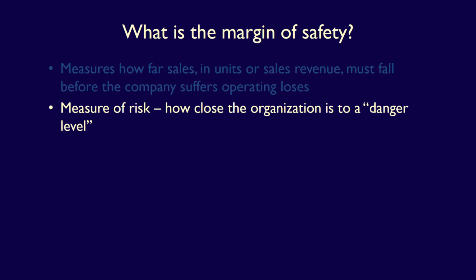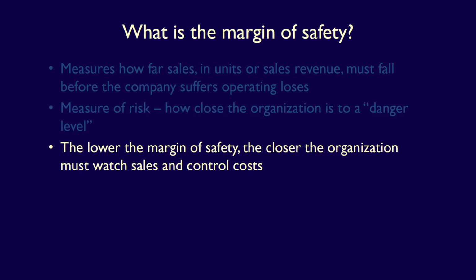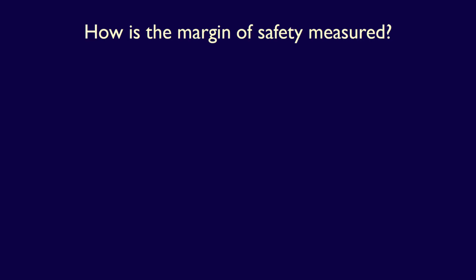The margin of safety is therefore a measure of risk, of how close an organization is to the danger level, a level of sales that is close to the one which will result in a loss. The lower the margin of safety, the more carefully the organization must monitor their sales and control costs so that they do not end up in an operating loss position.